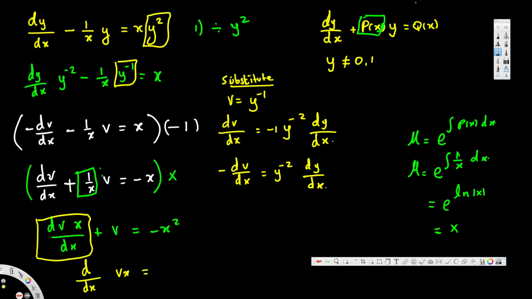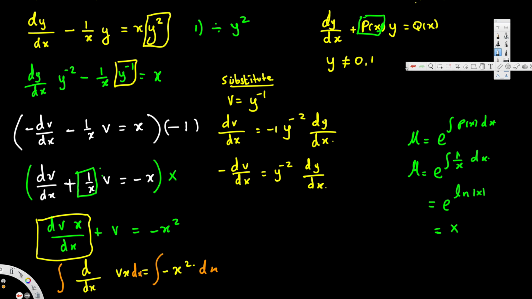I just move this v and x to the front, so d by dx of vx is equal to negative x squared, and after that we just have to integrate both sides with respect to x. If you integrate this side, integration and derivative cancel each other, and you will get vx. On the other side, if you integrate negative x squared, the negative is a constant, so you can move it to the front, and this is going to be just x cubed divided by 3. So you will get negative x cubed divided by 3 plus a constant.